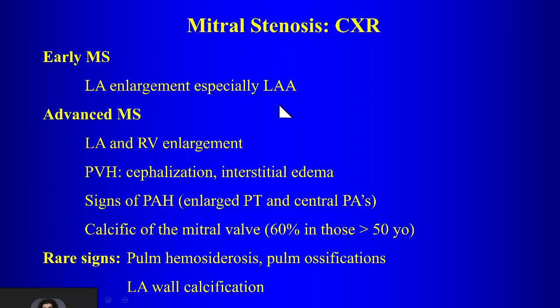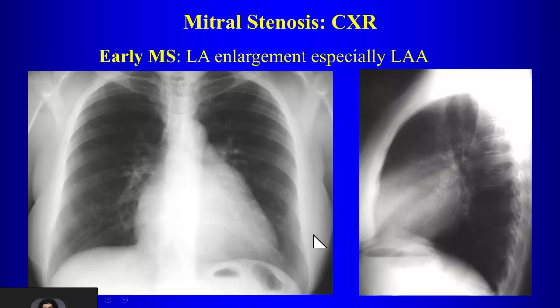Early on, left atrial enlargement. As it advances, they'll develop more enlargement of the left atrium, but when they develop pulmonary artery hypertension, then we start to get right ventricular enlargement. Pulmonary venous hypertension, cephalization, interstitial edema, signs of pulmonary artery hypertension, big pulmonary arteries. Calcification of the mitral valve, it's pretty hard to see that on the plain film. It's not as common as aortic valve calcification as we see in cases of aortic valvular stenosis, okay?